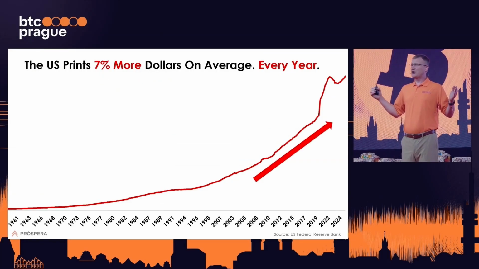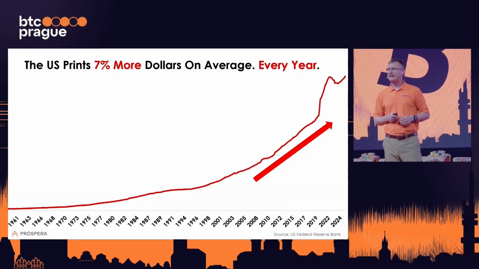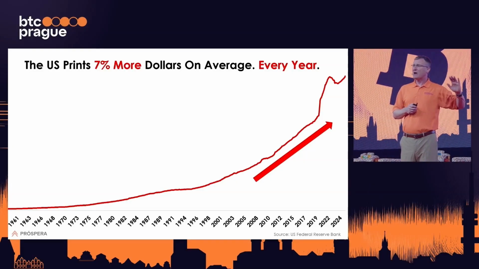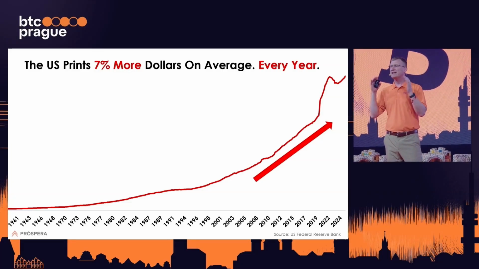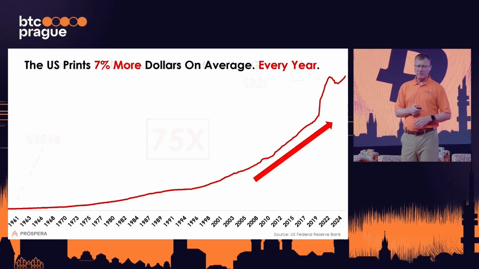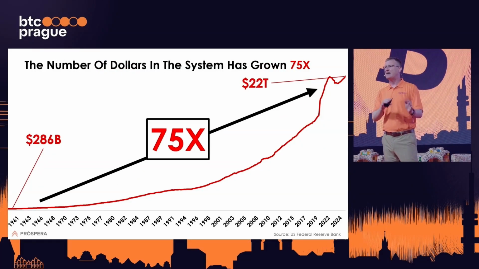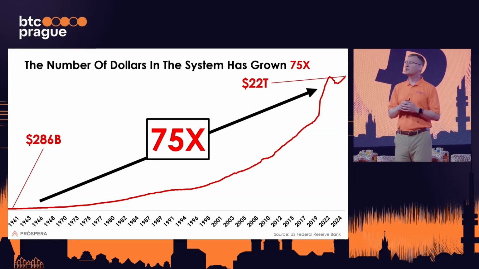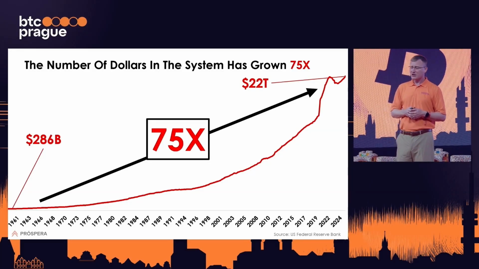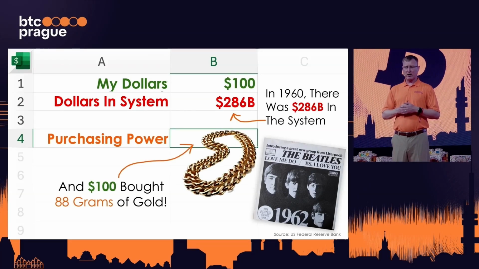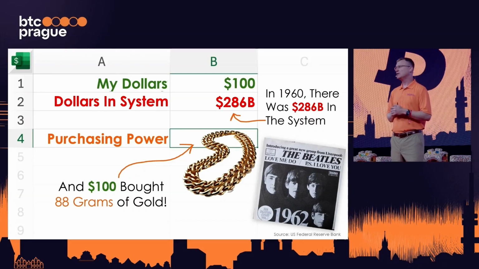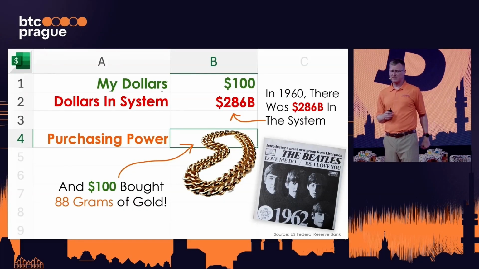The answer is no. Shockingly, if you go back to the 1960s, we had only $286 billion in the system, and the US has printed out of thin air about 7% more dollars every single year on average, which means 286 billion has increased by a factor of 75x to the present, resulting in the 22 trillion we have today. So back in the 1960s, you could buy 88 grams of gold for the same $100 that buys you 1 gram of gold earrings today.